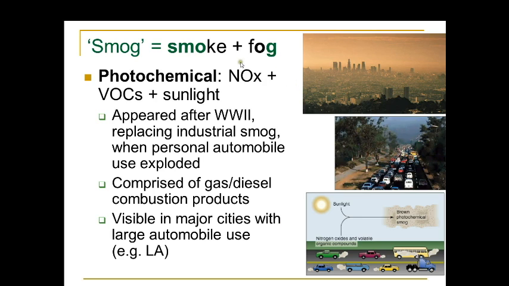You can have photochemical emissions, so that's a NOx, a nitrous oxide, with a volatile organic compound, a VOx, and sunlight. These appeared after World War II, which replaced industrial smog with personal automobile emissions. Because you're burning gas and diesel, and those combustion products result in photochemical smog. These are visible in major cities with large automobile use, like LA.